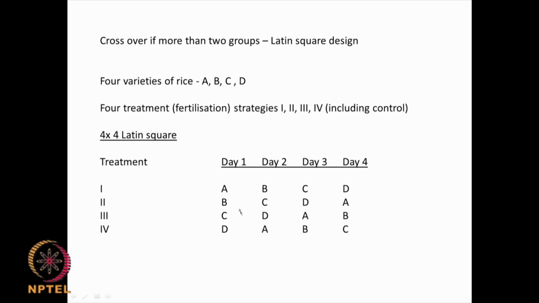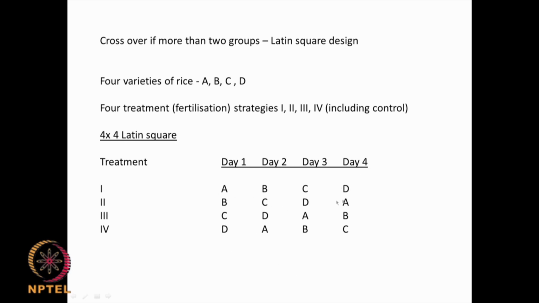So, this is a 4×4, and because you have 4 different varieties of rice and 4 different treatment strategies, we have totally 16 blocks here. You can see this A, B, C, D, and the beauty is it is very symmetrical. So, if you look at it, A will appear only once, okay, B will appear only once.